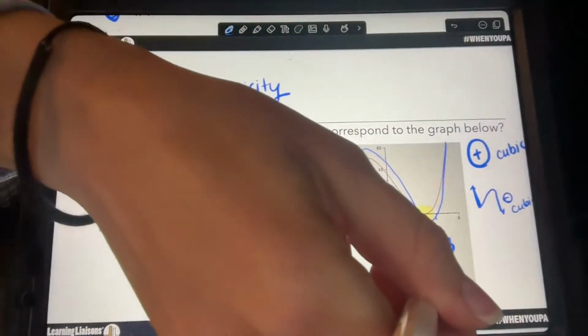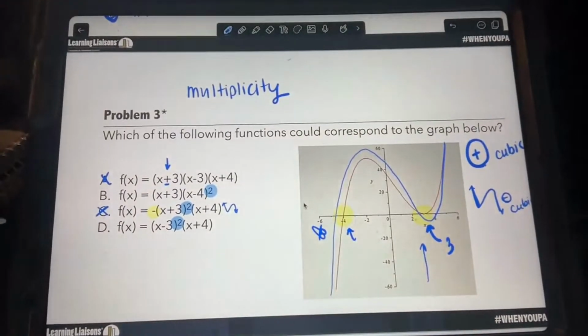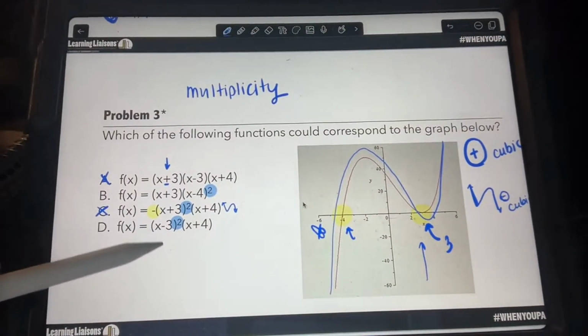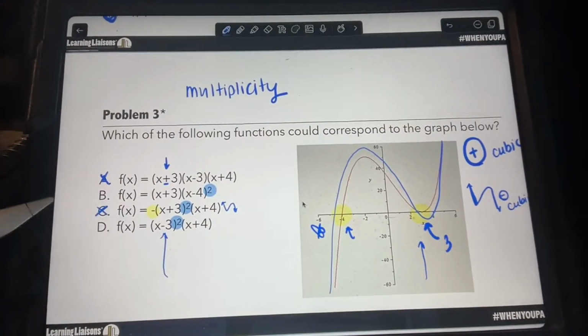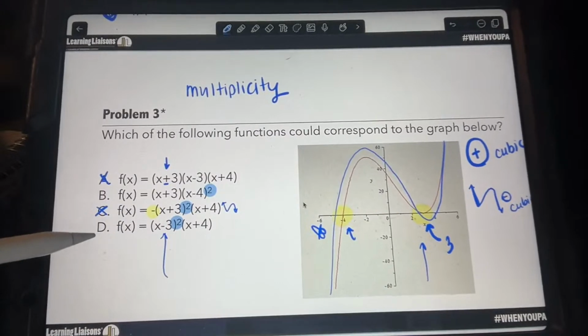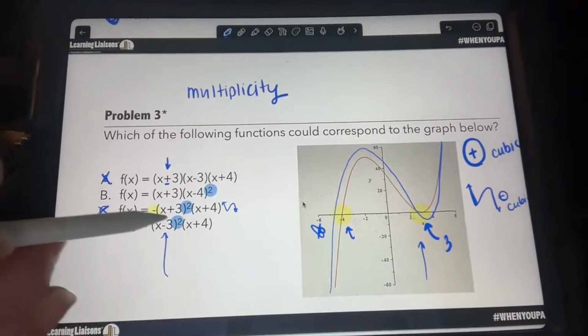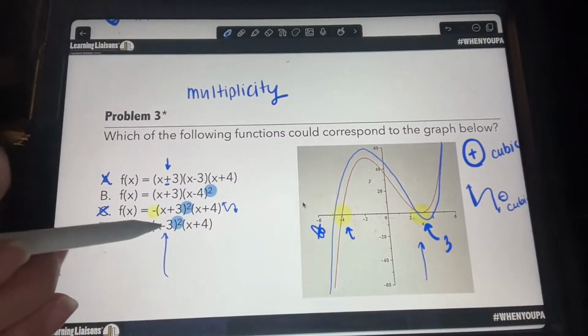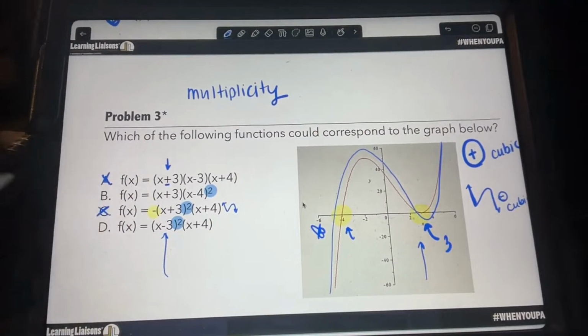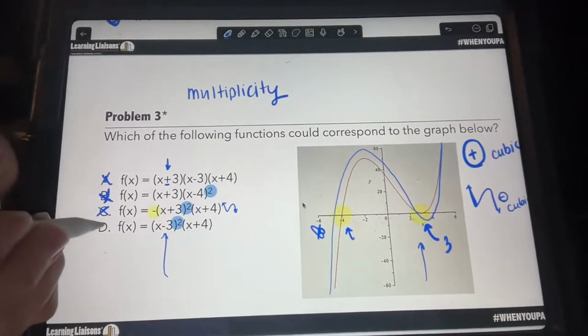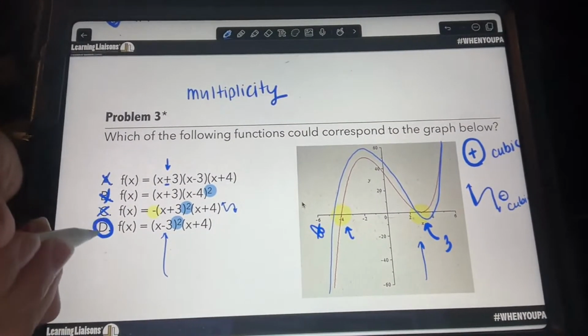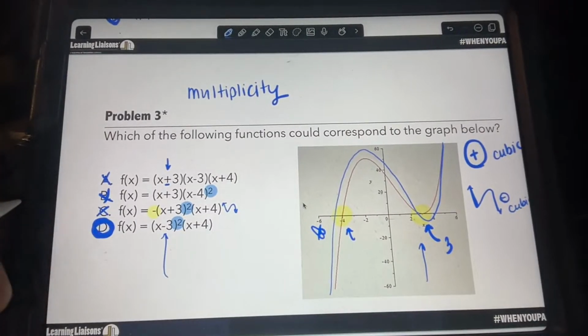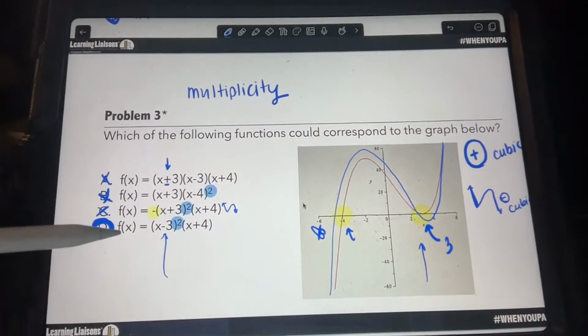The zero that has multiplicity is the 3. And so even if I thought it was x plus 3, not x minus 3, the 3 is the only one that has multiplicity. So x minus 4 can't be the right answer. So by process of elimination, I just figured out it was D, if I wasn't sure what that was.